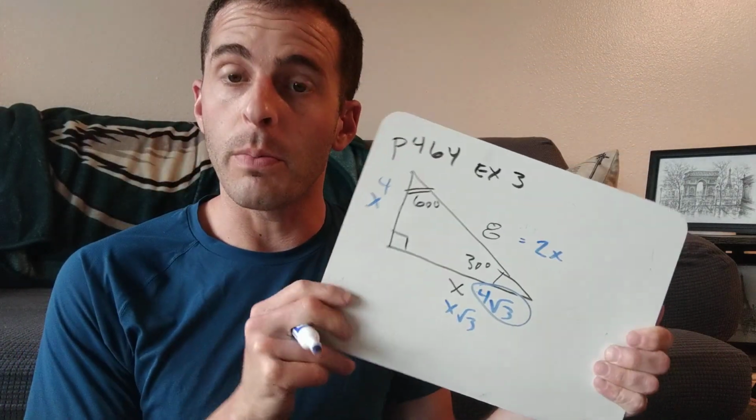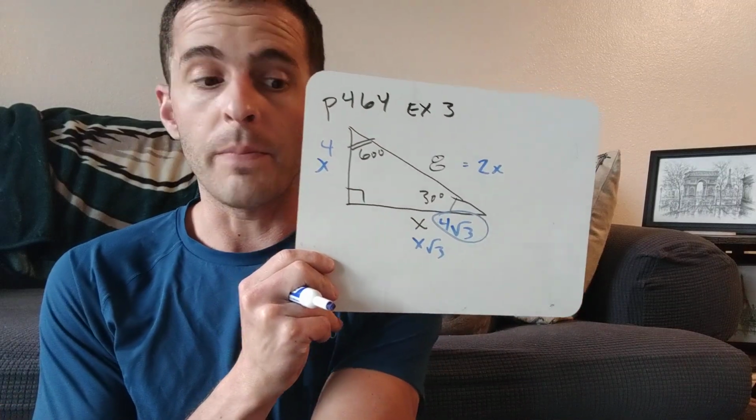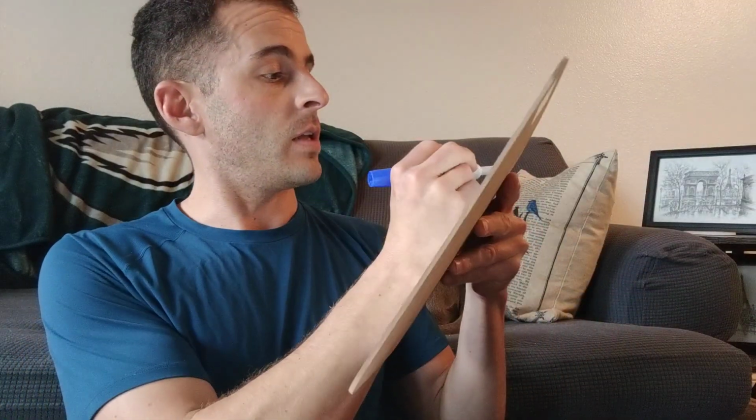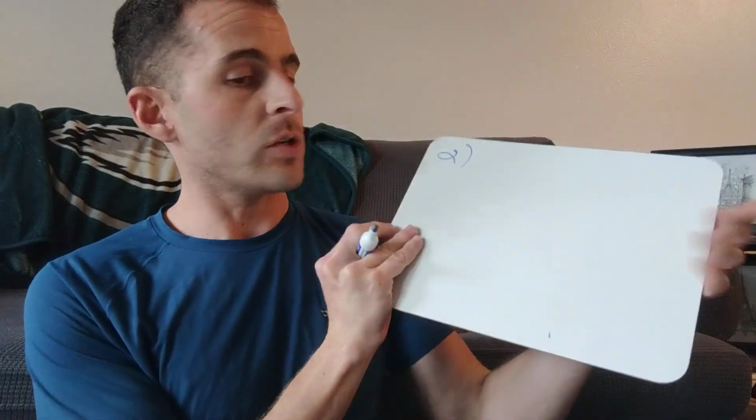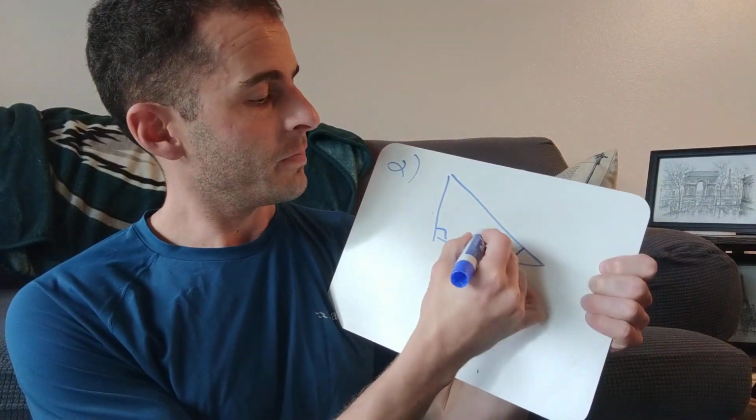The book does it through proportions, totally legitimate, and if you want to, you can use that. So let's do one more like this. This is not in your book. It is in the teacher book. It's an extra example 3. Okay, so it's going to be very similar.